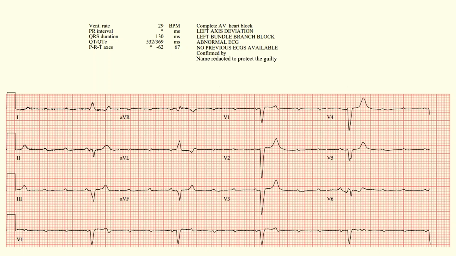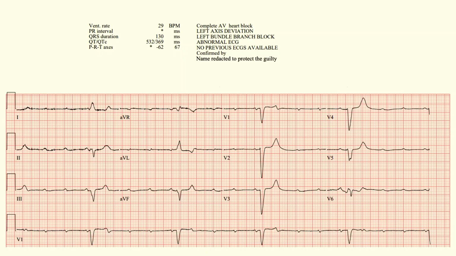So complete heart block, that's written down. That's the state of the AV node, but what's the rhythm, though? I heard someone say P waves. Okay, what do we think of the P wave morphology? Sinus, non-sinus? Sinus. This is sinus rhythm.